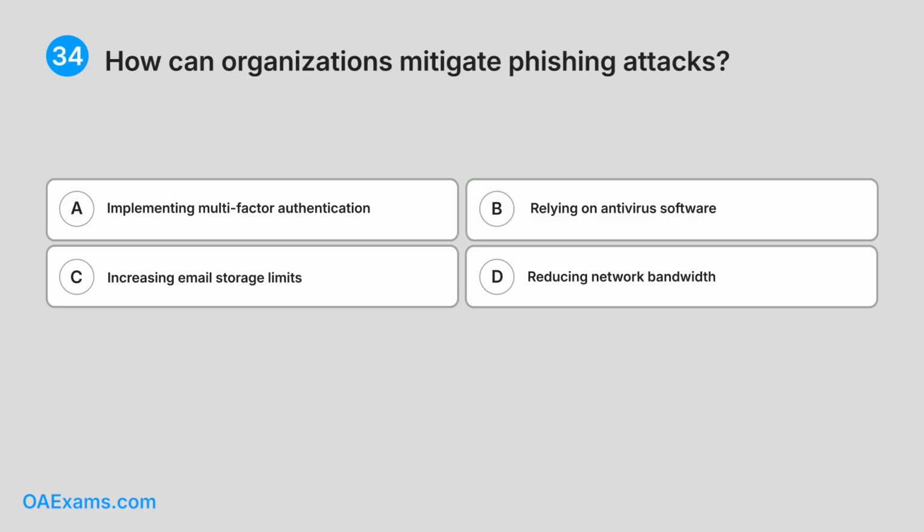34. How can organizations mitigate phishing attacks? A. Implementing multi-factor authentication. B. Relying on antivirus software. C. Increasing email storage limits. D. Reducing network bandwidth. Do you know the answer?